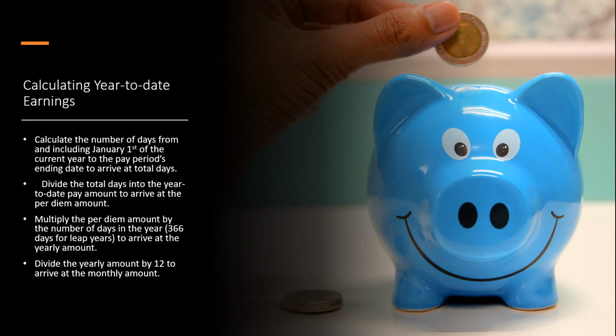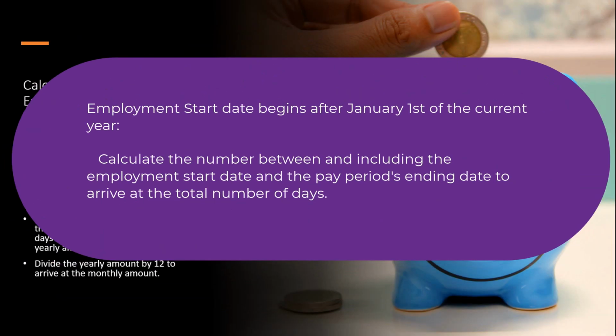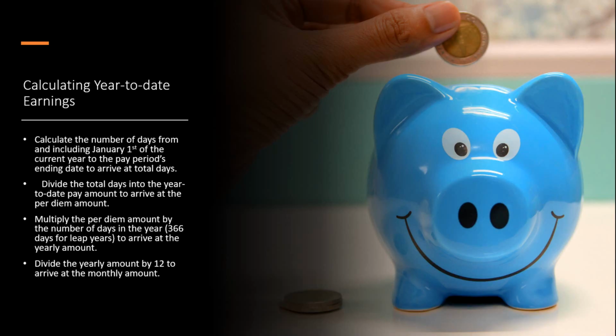If the parent began work after January 1st of the current year, then step 1 becomes calculate the number of days from, and including, the start date to the pay period's ending date to arrive at the total number of days. Let's run through some examples to see how the year-to-date calculation works.